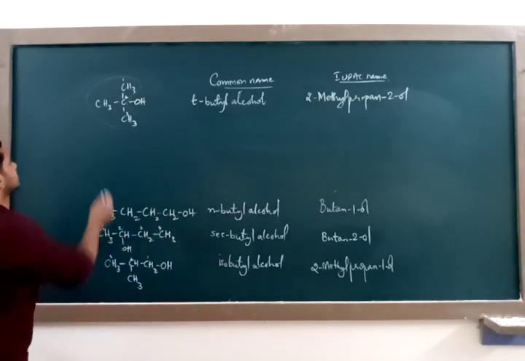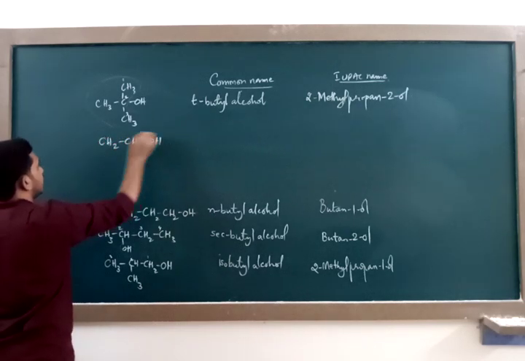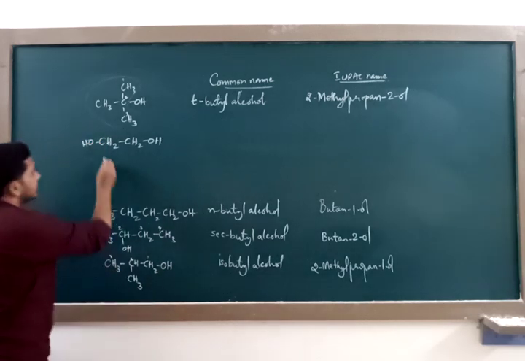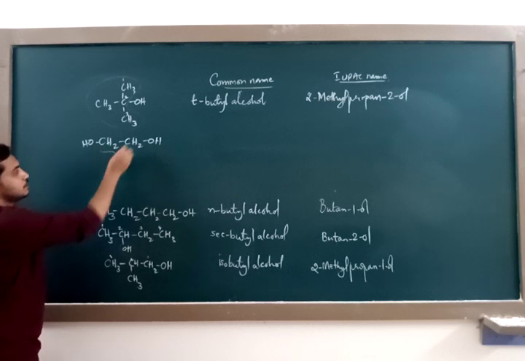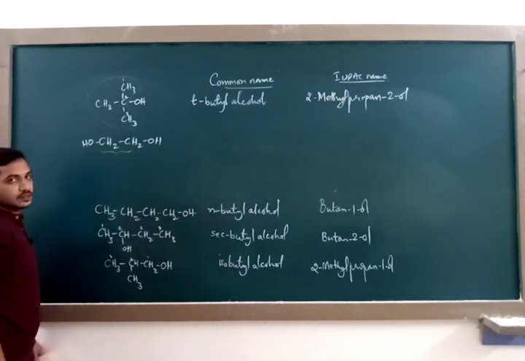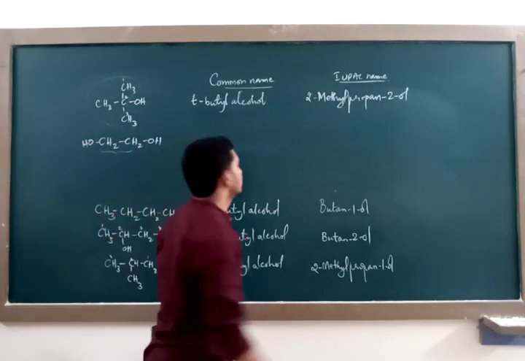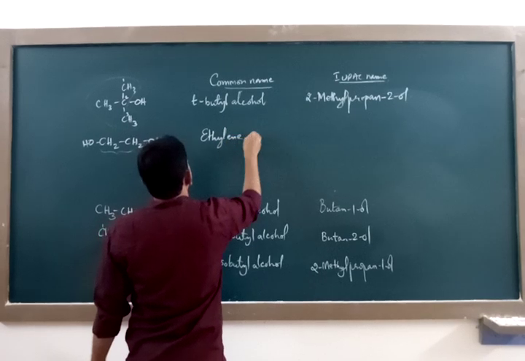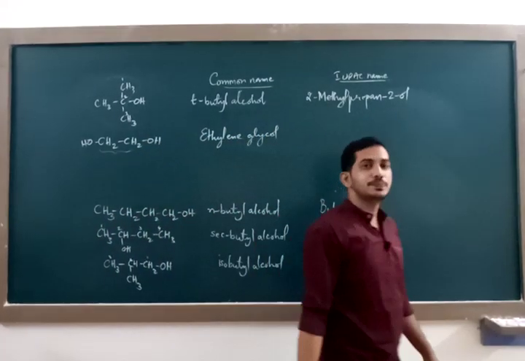Some more specific examples like CH2OH, CH2OH. This compound contains 2 carbon atoms. It is an example of a dihydric alcohol. If this much was there as a double bonded compound, then you would have called it ethene. So it is called ethylene glycol. Ethylene glycol is the common name.